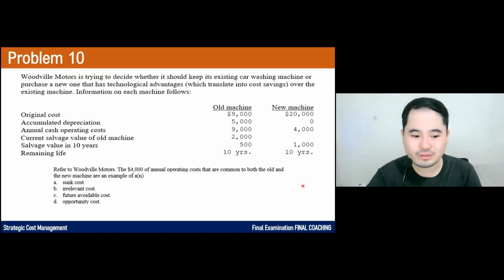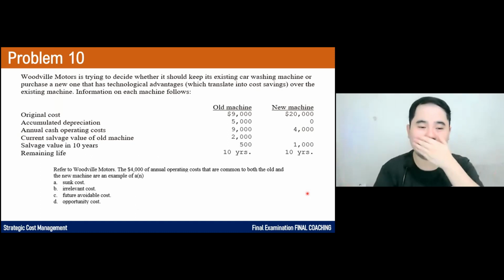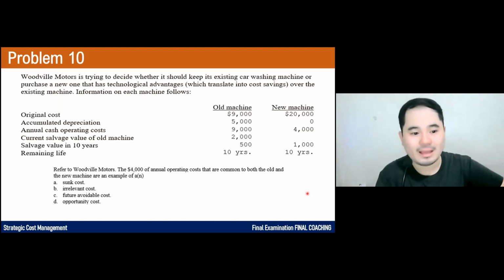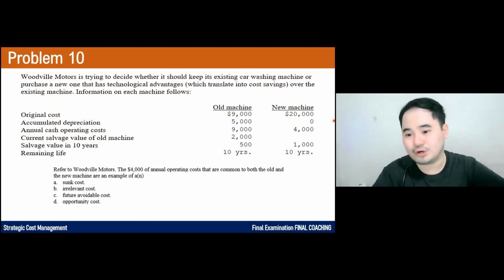Ito naman po ay medyo theoretical, no? What if tanungin kayo ng ganito sa exam? From old machine, magpapalit ka ng new machine. You're deciding if you will be using still the old machine and just retain it, or you just buy a new one. No, sometimes it's better to buy a new one, and sometimes you'll be surprised that it's much more beneficial pala to go back to the old machine.